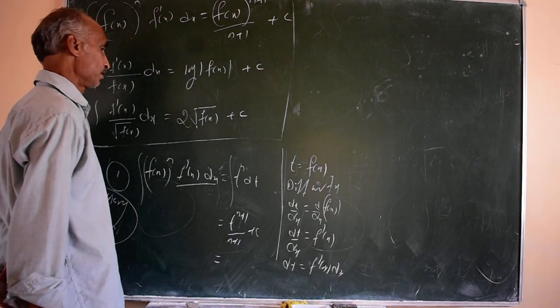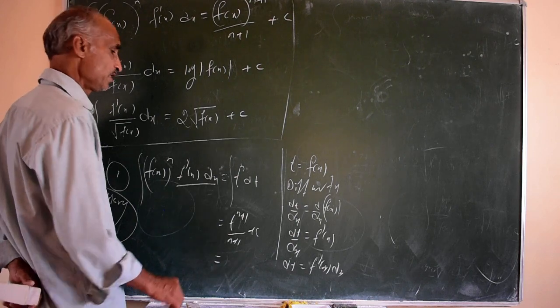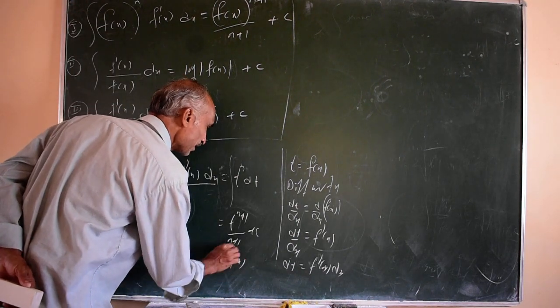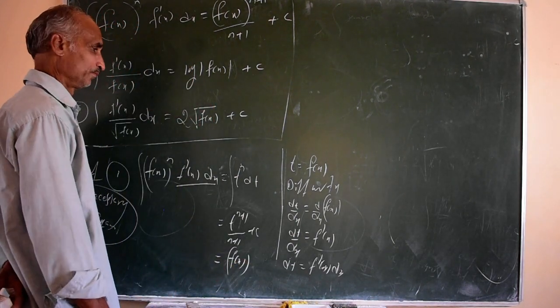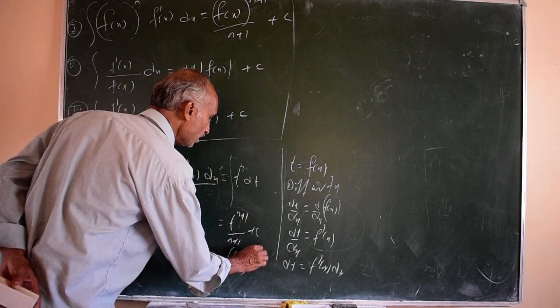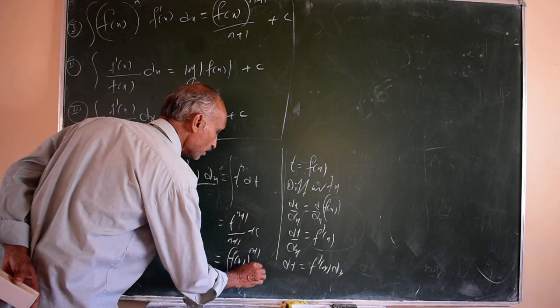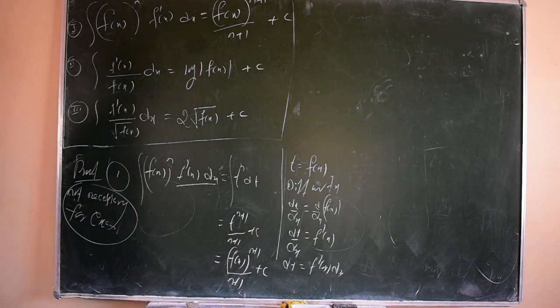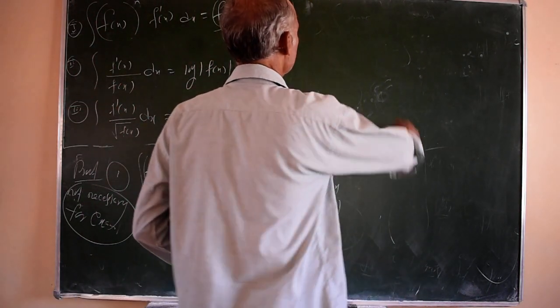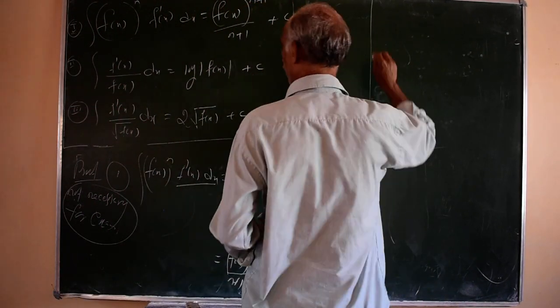So just substitute for t. T is f of x. F of x raised to n plus 1 upon n plus 1 plus c. That's the answer. Okay. Second one is also the same. Take f of x is t. Same substitution for the second one's proof.